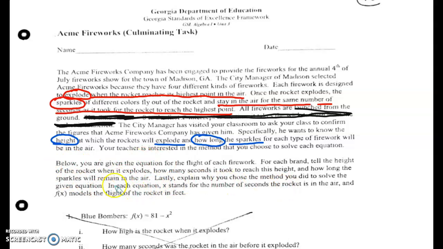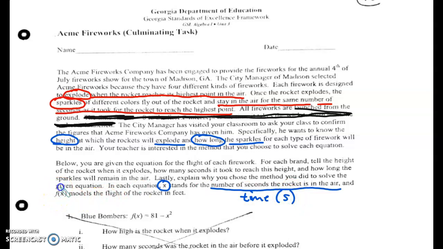Okay, this right here is important. In each equation, x stands for what? The number of seconds the rocket is in the air. That's important. X is time. Okay, X is time, in seconds specifically. So I'm going to say time, but specifically s in seconds.